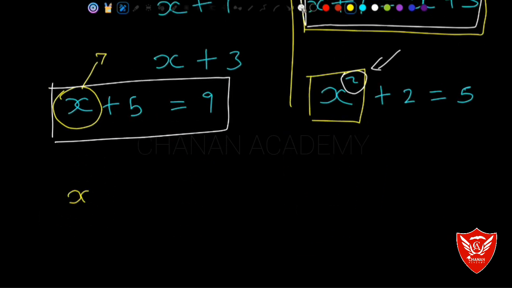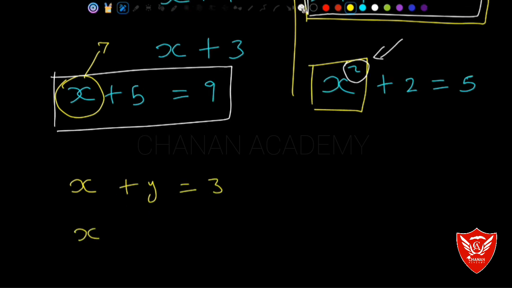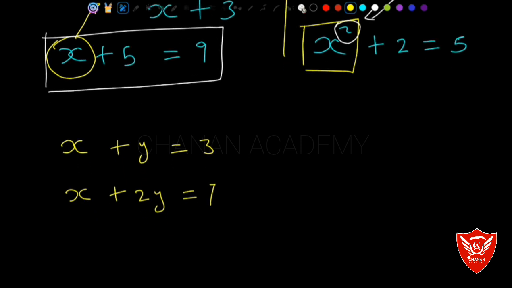Suppose we have x plus y equal to 3, and then we have another one, x plus 2y equal to 7. Now, if we are told that these two equations are simultaneous linear equations, what it tells us is that whatever value we have for x and whatever value we have for y in the first equation, when we put that same value in the second equation, the result is still going to give us 7. So we don't solve one equation ignoring the other. We must find the solution that satisfies both equations together.